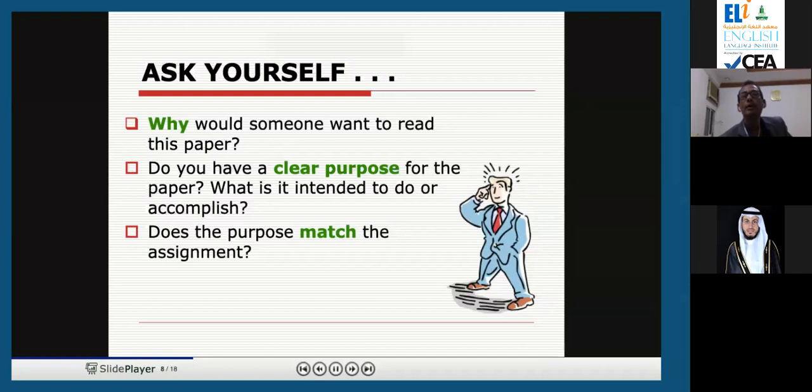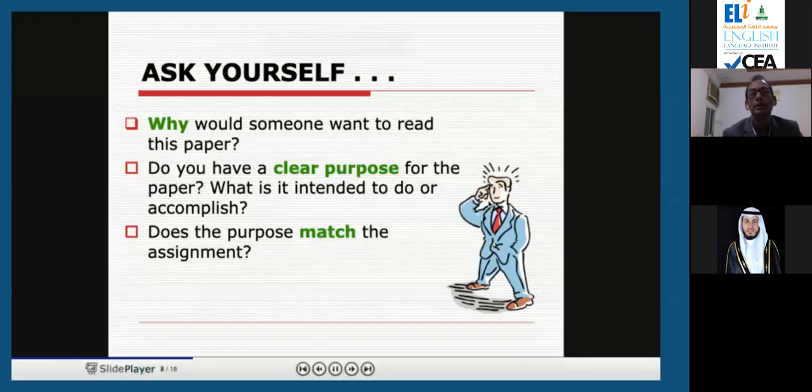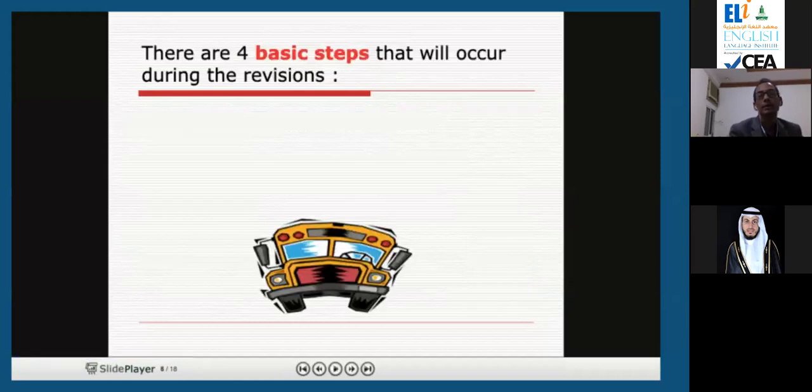If you ask yourself these questions, you will get to see all the answers yourself. Take a couple of seconds and look at these questions. Why should someone want to read this paper? Do you have a clear purpose? Does the purpose match the assignment? And what are the four basic steps that will occur during the revisions? If you are aiming to revise your text, what are those four basic steps?